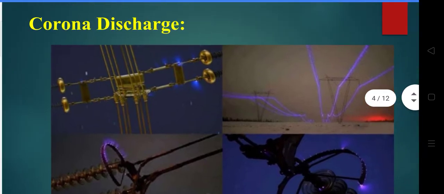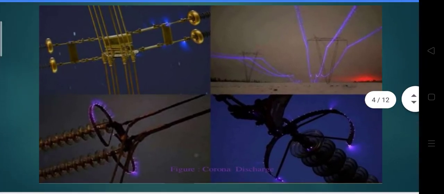Then the corona discharges may look like this. It is more visible at night, and less visible in the day. Most of the time it appears in the transmission lines.